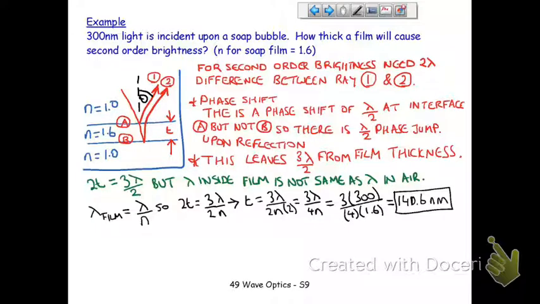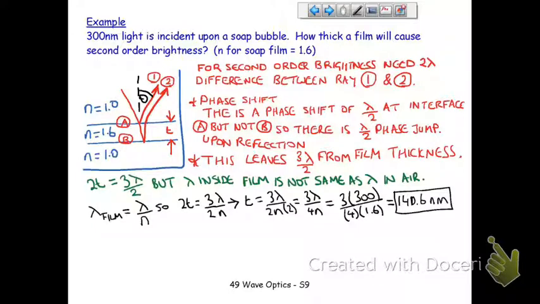300 nanometer light is incident upon a soap bubble. So now we're talking about a soap bubble. Okay, air, water, air. How thick a film will cause second order brightness? And n for soap is 1.6. So what we say is for second order brightness we need, well, 2 wavelengths. Agreed? That's what I need.